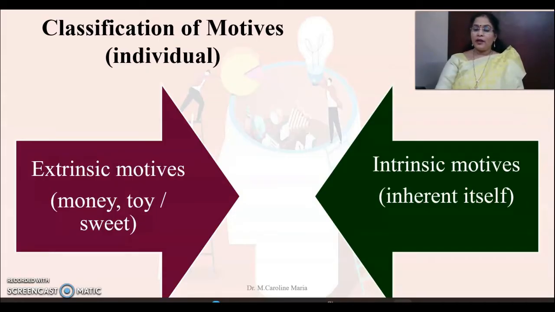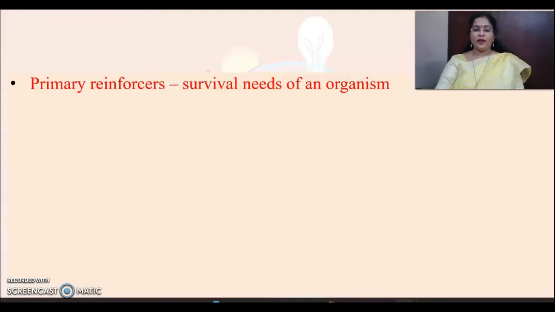Intrinsic motive is available in every person, inherent in itself. But extrinsic motive is outside of the person. Example, money, toy, luxury, sweet, things, objects, everything. Primary reinforcers are the survival needs of an organism. For example, hunger, thirst, sleep, all these are the primary reinforcers.